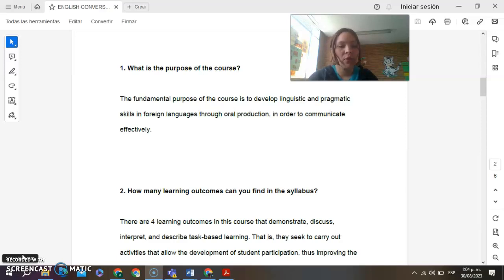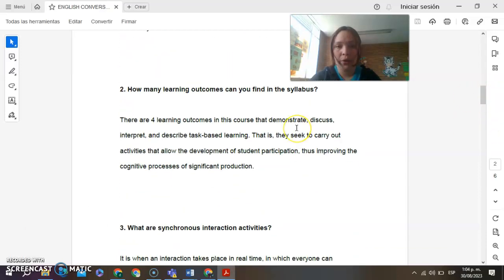The first question is, what is the purpose of the course? The fundamental purpose of this course is to develop linguistic and pragmatic skills in a foreign language through oral production in order to communicate effectively.